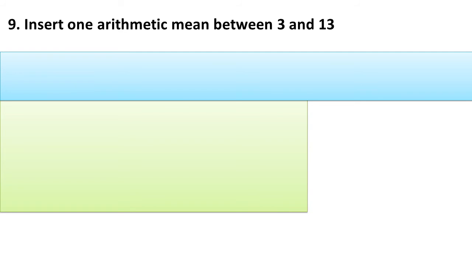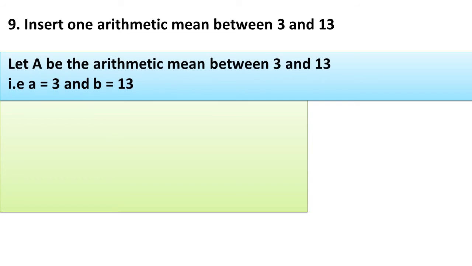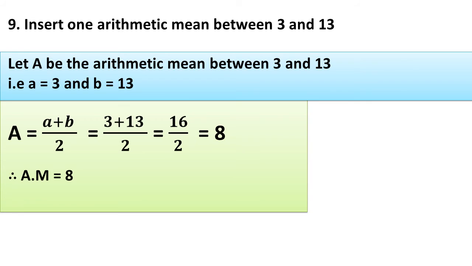Question number 9. Insert one arithmetic mean between 3 and 13. In the previous class, we have discussed how to calculate arithmetic mean. In this problem, let us consider A be the arithmetic mean between 3 and 13. That is, the value of a will be equal to 3 and the value of b will be equal to 13. Apply the arithmetic mean formula (a plus b) by 2, then the arithmetic mean will be equal to 8.